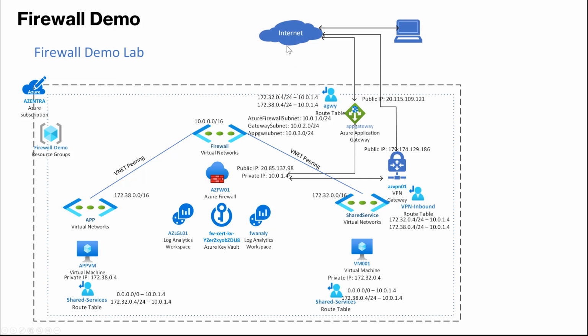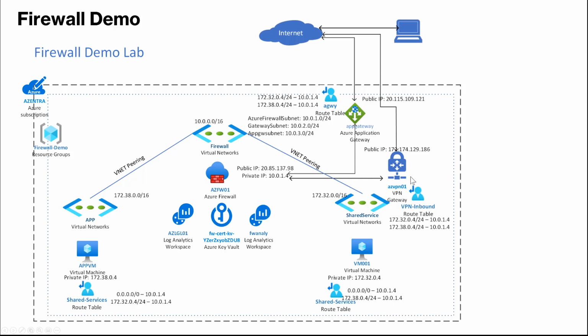We have got people coming from the internet. I have a website running, basically a default IIS website running on this VM, which is 172.32.0.4, and we're going to test the ingress traffic, the north-south traffic coming through Application Gateway, going through TLS inspection, going to the firewall, and from the firewall it would hit the website.